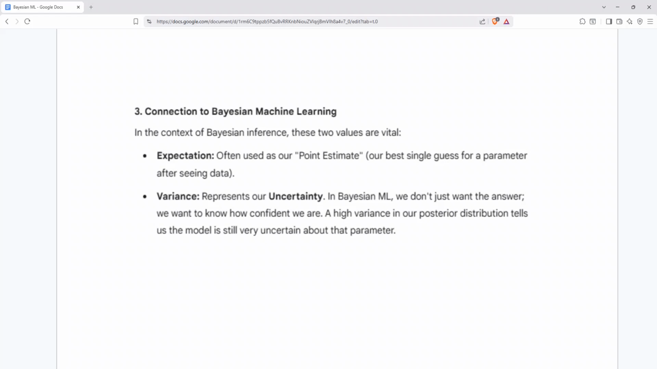If the variance is low, it means the values are tightly packed and we are confident in our estimate. And if the variance is high, it means the values are spread out and there is more uncertainty. So in Bayesian learning, expectation gives us the answer and variance tells us how much we can trust that answer. And that's what makes Bayesian thinking powerful. We don't just predict a value, we also understand the uncertainty behind it.